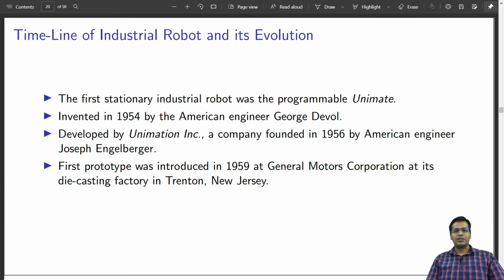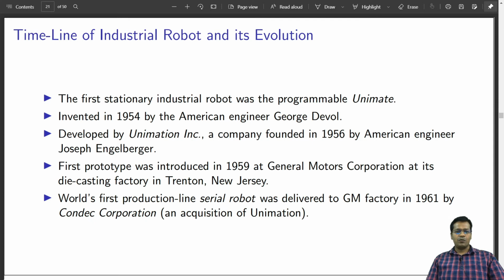The first prototype was introduced in the year 1959 at General Motors Corporation for one of its die casting factories in Trenton, New Jersey, and it was the world's first production line serial robot. It was a serial robot. We'll talk about serial robots specifically throughout this course. It was delivered to the General Motors factory in the year 1961 by Condec Corporation, an acquisition of Unimation Inc.